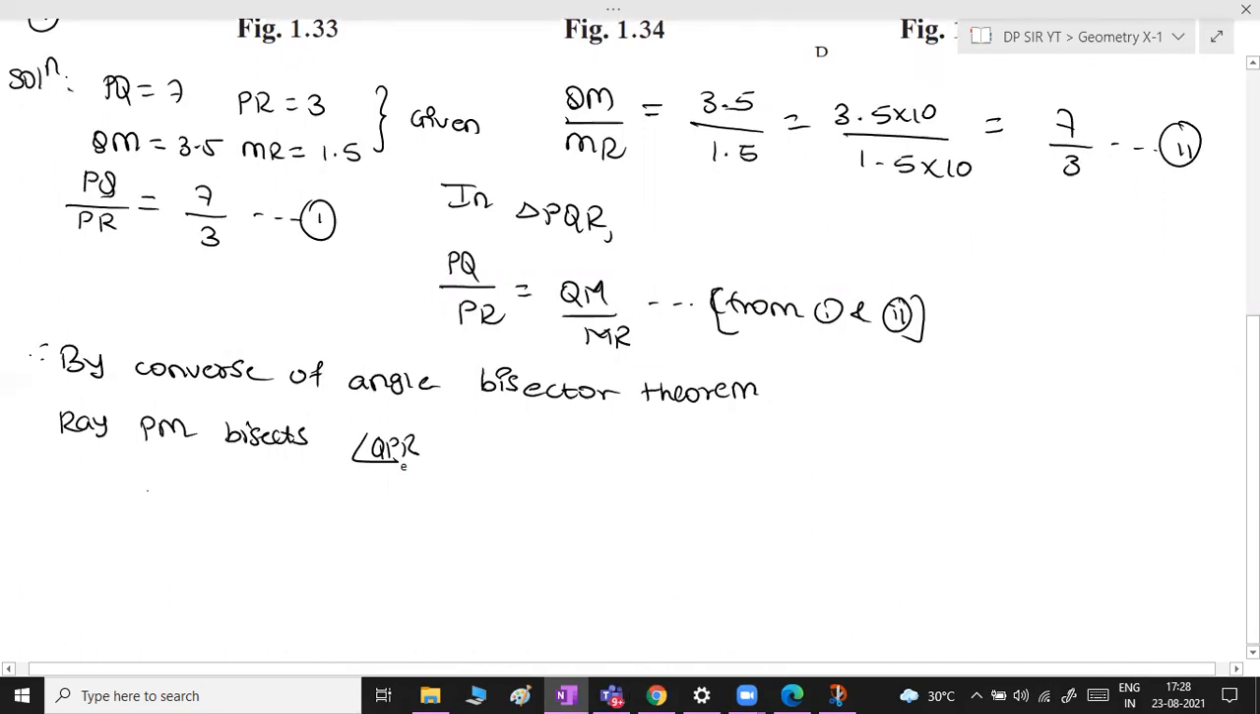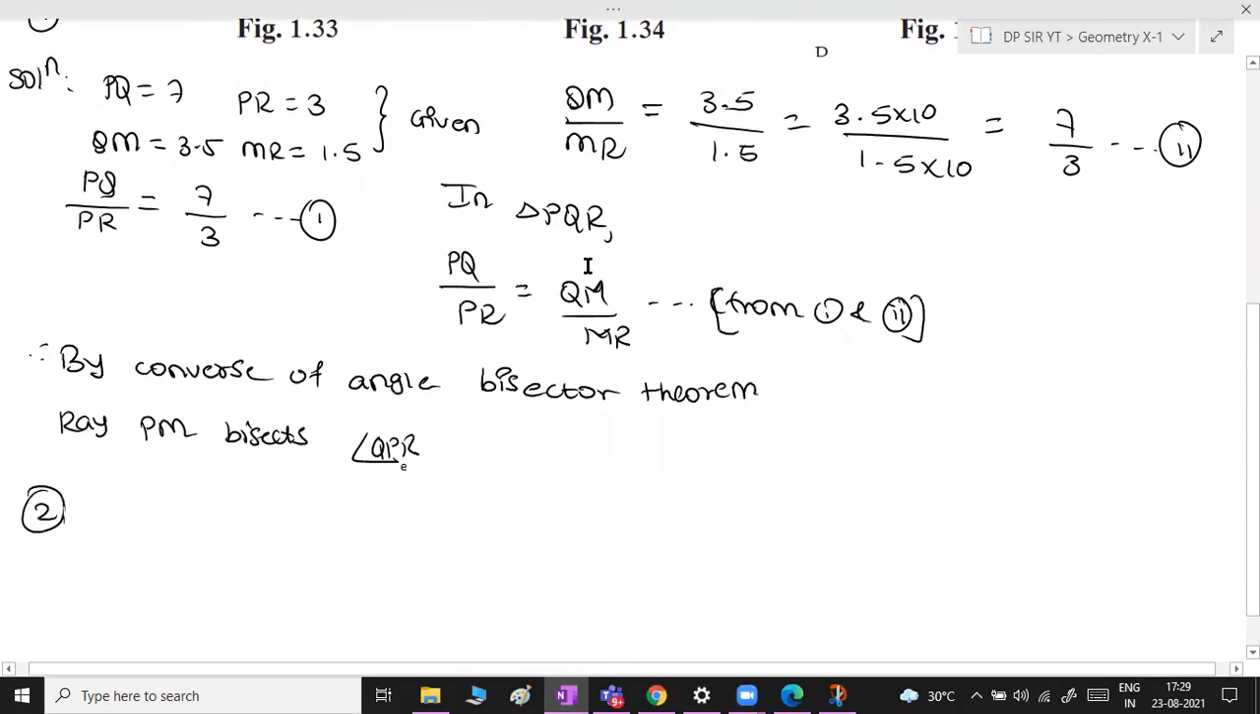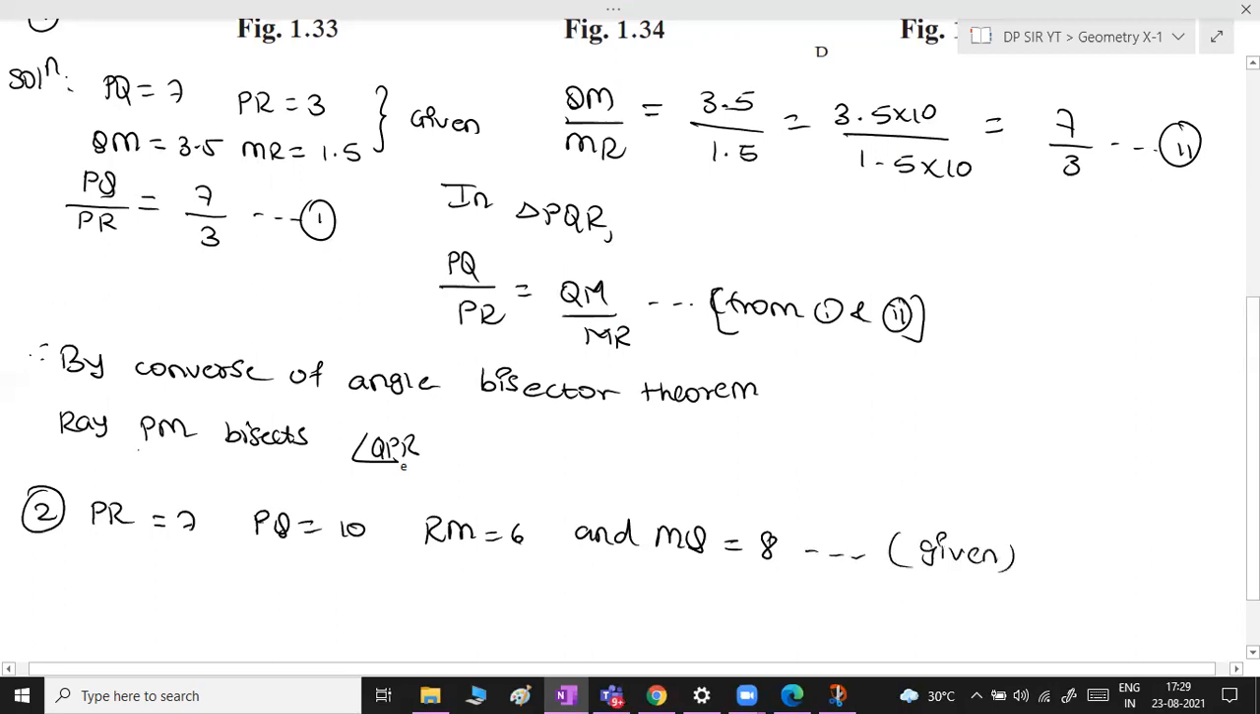So again, for the second one, we are going to start the same way. We are going to start with the given. So here I will write the value of PQ, PR, RM and QM. So here PR is equal to 7, PQ is equal to 10, RM is equal to 6, and MQ is equal to 8. And this is the given part which is there in the question itself.